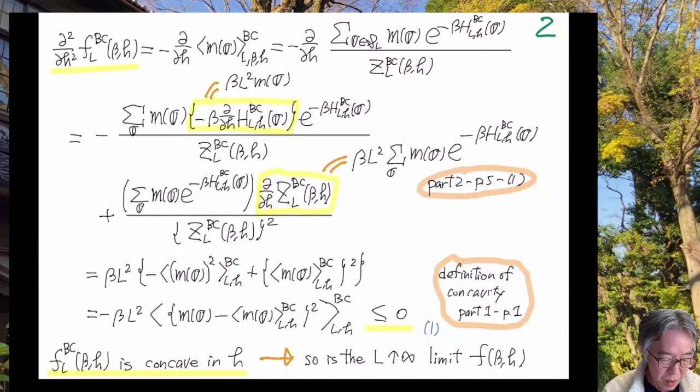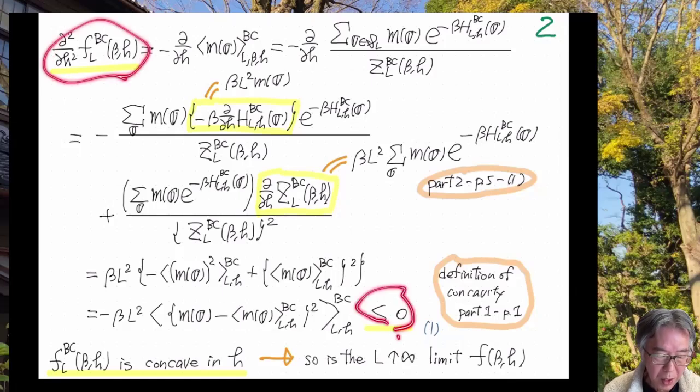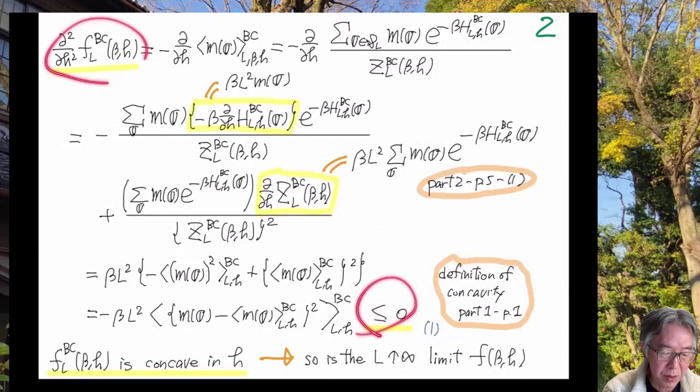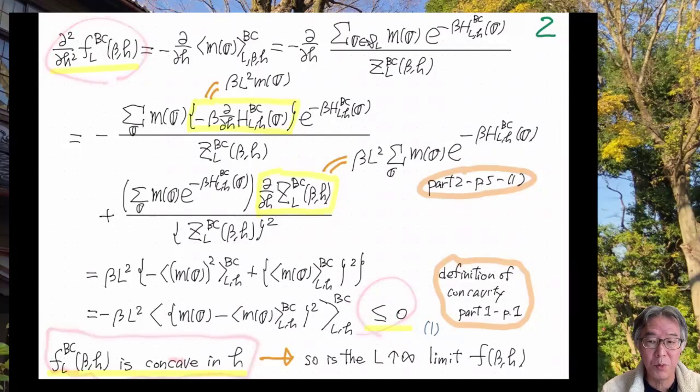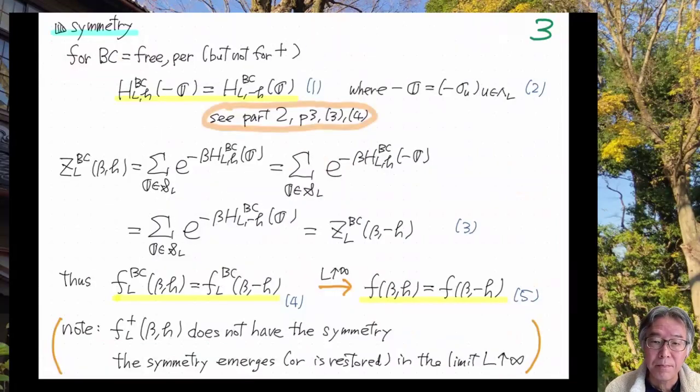But in this case, we started with finite L, which is finite L free energy, which is differentiable, and we have proved this rigorously. From this, we see that this is concave in this more abstract sense in which we use this inequality. Then you can safely take the limit and show that this is also concave. Okay, so that was the logic. Okay, let me proceed to the symmetry.